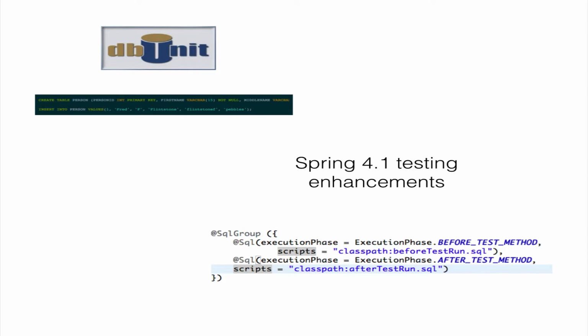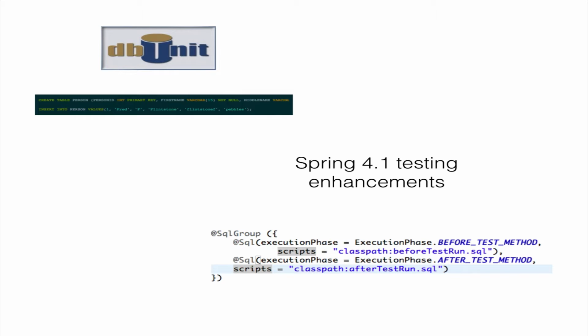Prior to Spring 4.1, if you were looking for your domains to interact with a database, you could seed data with a tool like dbUnit prior to the application context loading, but it was fairly intensive. In this tutorial, let's find out how Spring's testing improvements have simplified executing SQL scripts and inserting test data into an embedded database.